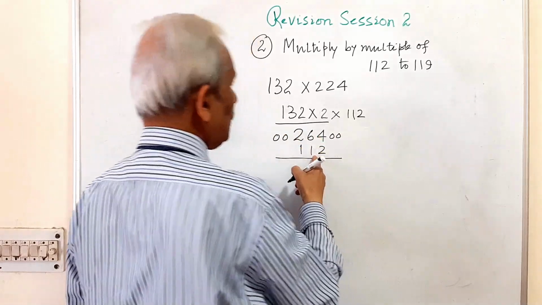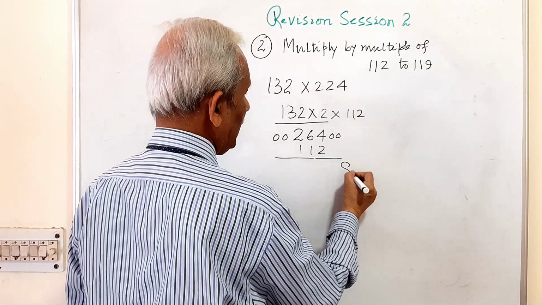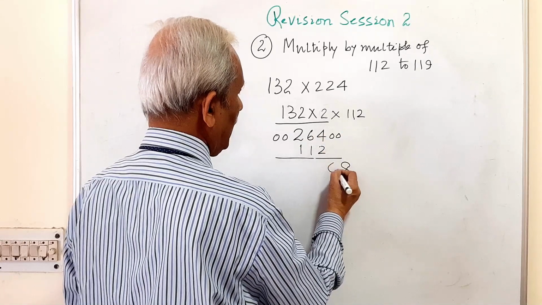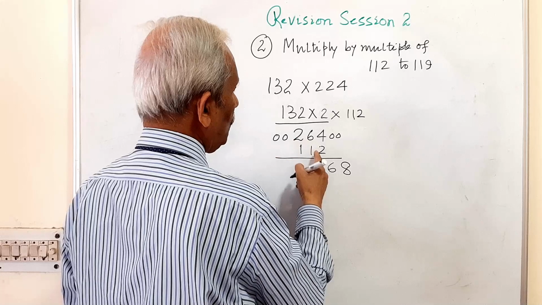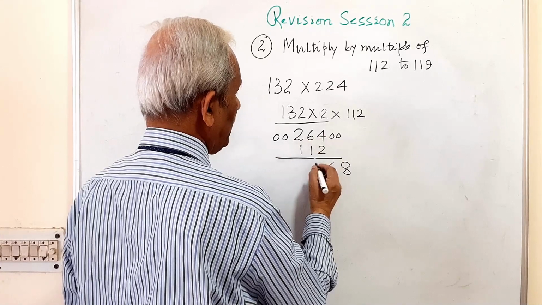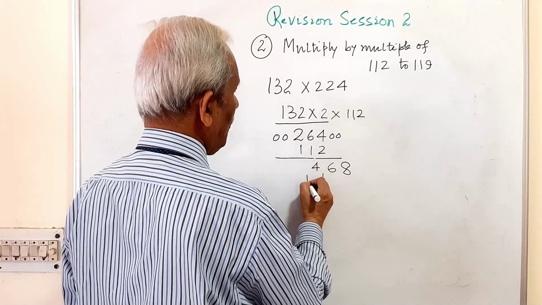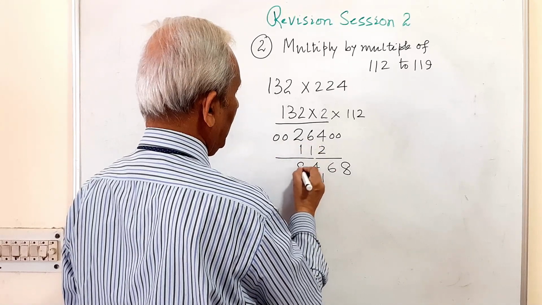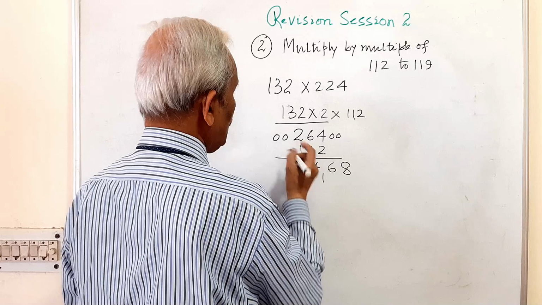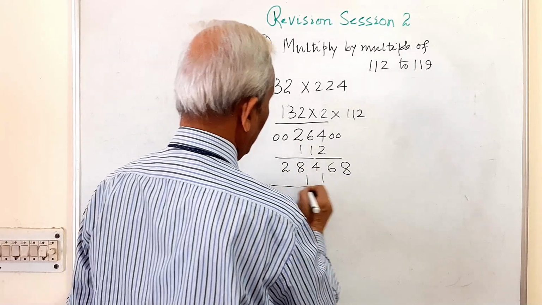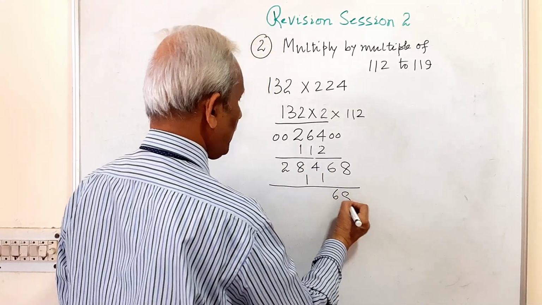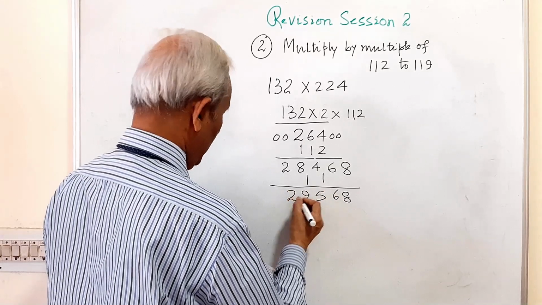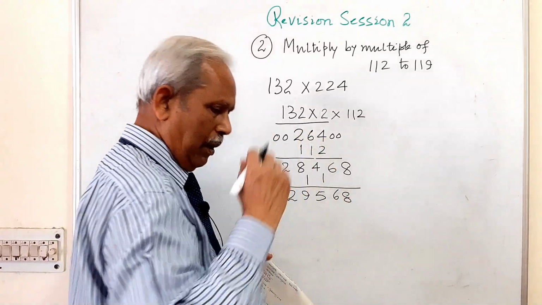So here it is 4 into 2, 8 plus 0 is 8. 6 into 2 is 12 plus 4, 16 plus 0 is 16. 6 here, 1 here. 2 into 2, 4 plus 6, 10 plus 4, 14. 4 here and 1 here. 0 into 2, 0 plus 2 plus 6 is 8. 8 here. 0 into 2, 0 plus 2 is 2. The answer is here 2. And here it's 6, 8. 4 plus 1, 5. 8 plus 1, 9. And 2, 9, 5, 6, 8. Right? I hope you have followed it.